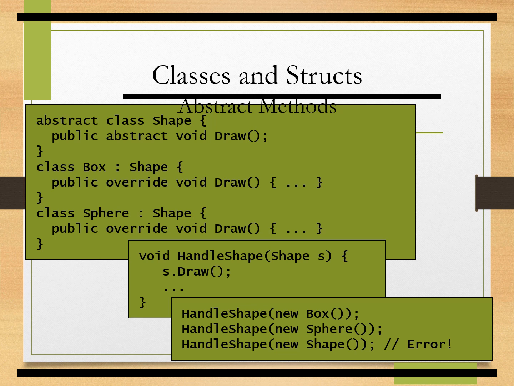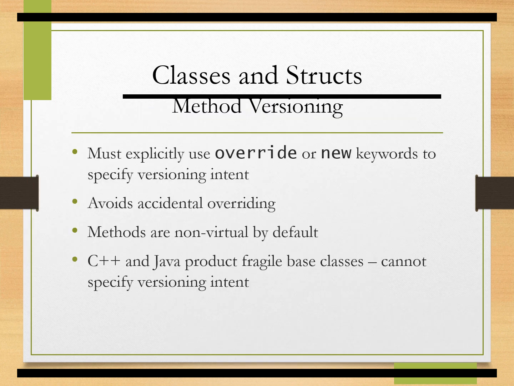You just assume Box is the derived class and Shape is the instantiated class. Creating a new Box would be an error. For method versioning, override the method using the new keyword to specify the instance, to avoid accidentally overriding a method. Methods are non-virtual by default, unlike C++ and Java, where base class methods cannot be specified.